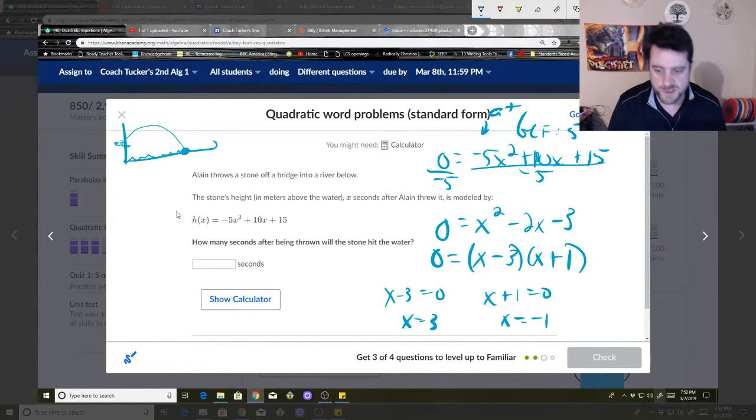How do we know which one is which? Remember, x is time. So it crosses at negative 1 and at 3. Which one would be our answer? Well, this one will not work because we're going back in the past, and you're not allowed to do that. You have to always keep going forward in time. So 3 is the answer we're looking for. So 3 seconds. Okay.